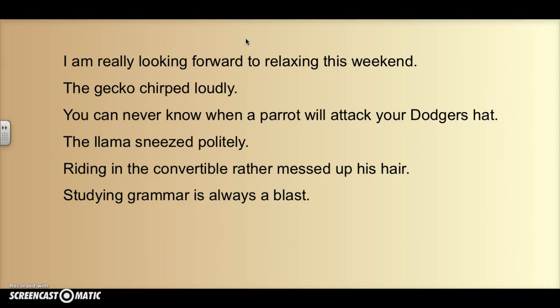So go ahead, hit pause, try to identify the adverbs in the sentences, and if you can, give it a shot at trying to determine which question each one is answering. I'm going to resume speaking in about 3 seconds.